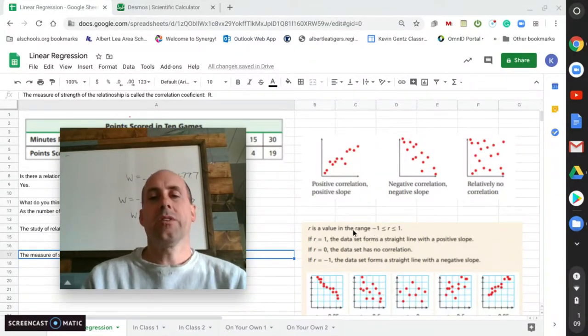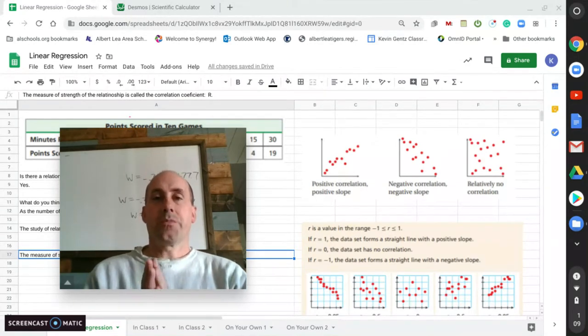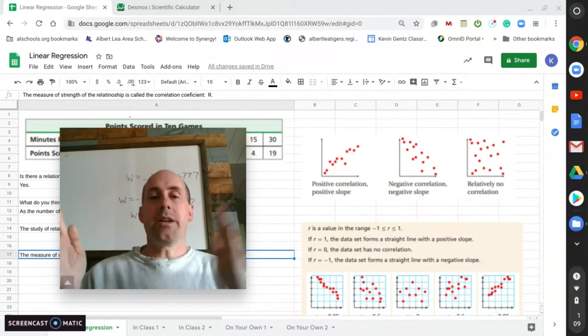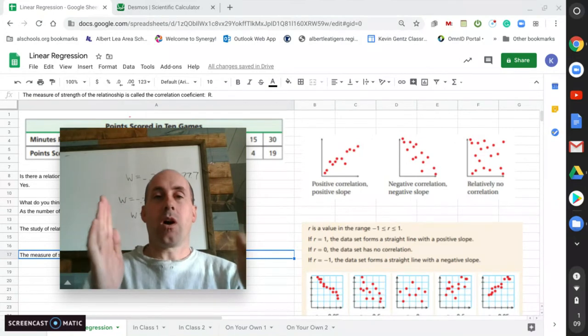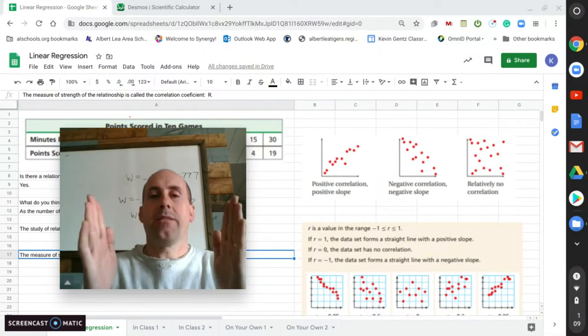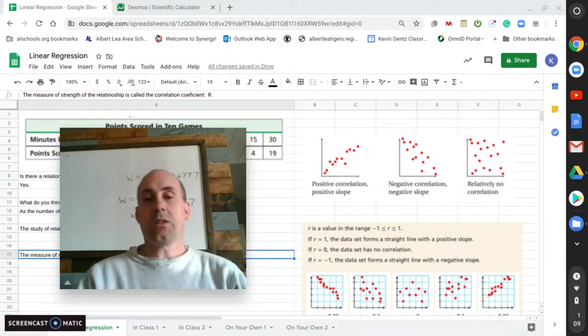Correlation R values: if you look at the screen right below you, it says R is a value in the range of -1 to +1. So it's always got to be between -1 and +1. 1 and -1 mean super strong relationships. 0 means no relationship. The further we move towards 1 or -1, the stronger the relationship. Positive just means it goes up. Negative means it goes down.